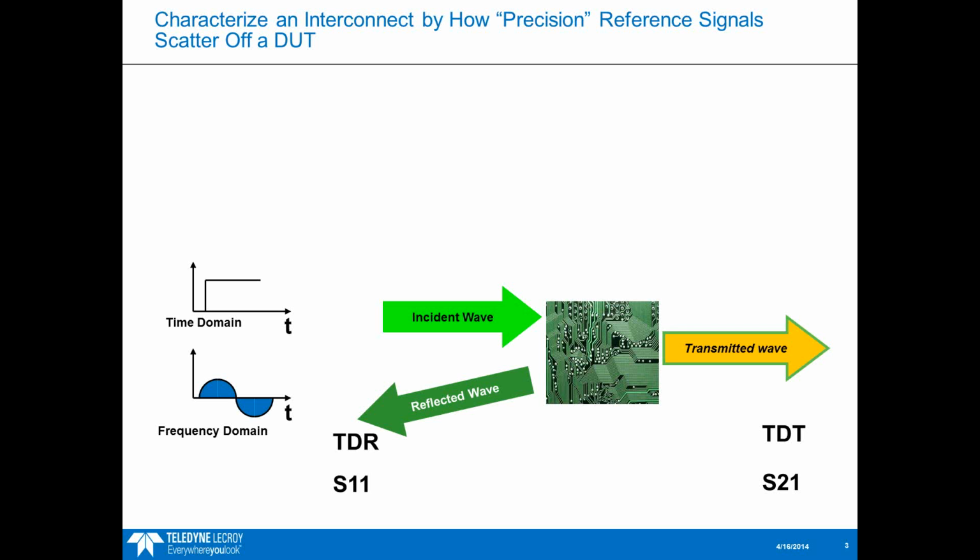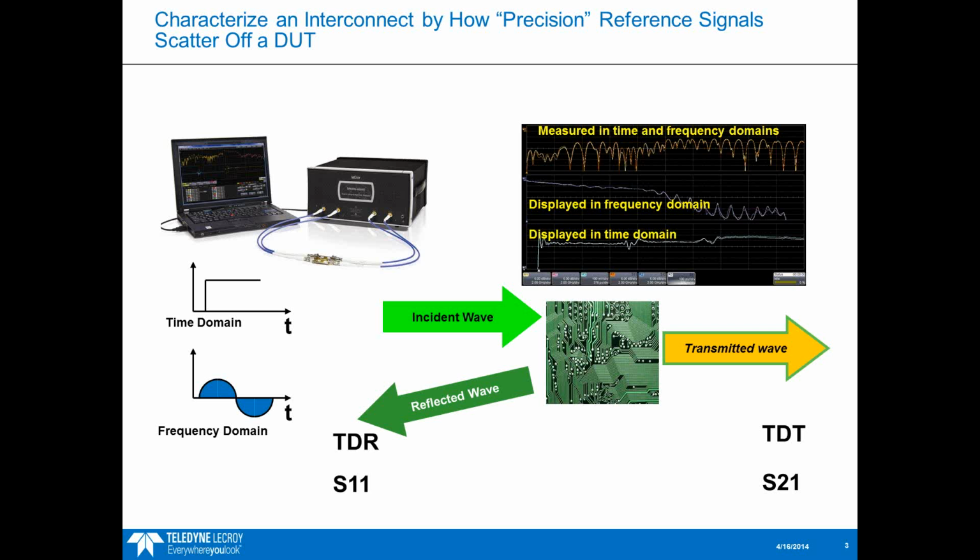If you think about that fast step, that's basically comprised of a number of different frequencies, right? There's some broad spectral content to create that fast edge, and so you can decompose that into its various sine wave components. So it's identical to talk about this in the frequency domain as it is to talk about it in the time domain. In the frequency domain, we call the reflected wave S11, or sometimes the return loss, and the transmitted wave S21, or insertion loss.